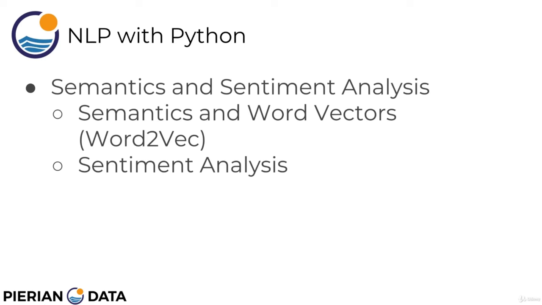After that, we'll talk about semantics and sentiment analysis, semantics and things like word vectors, such as the word-to-vec algorithm, and then sentiment analysis, understanding whether a piece of text is positive or negative sentiment.